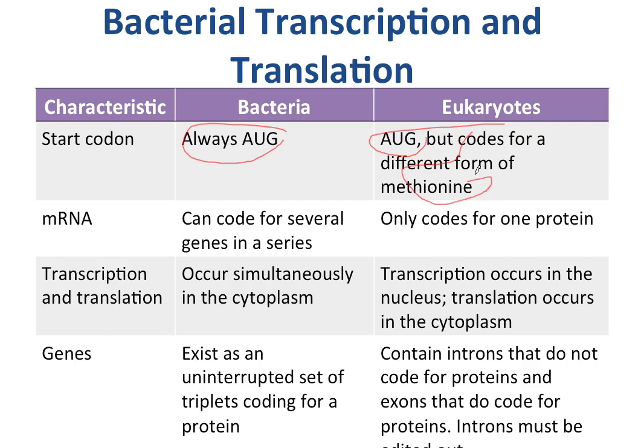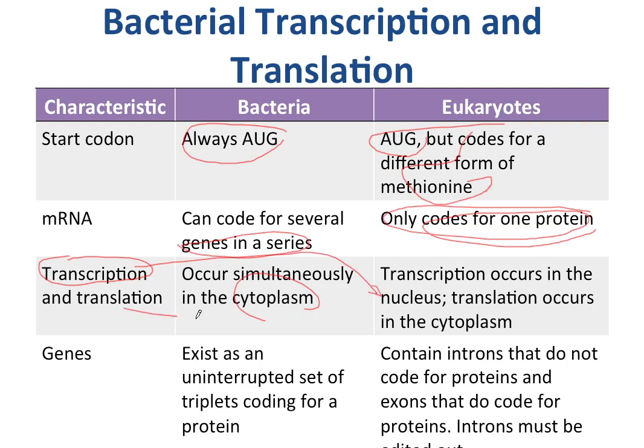In the eukaryotes, messenger RNA is only used for coding one protein. In the prokaryotes, the messenger RNA can code for several genes. Okay, several genes. Since prokaryotes don't have a nucleus, transcription and translation happen in the cytoplasm. For the eukaryotes, since they have the nucleus, the transcription is in the nucleus. However, the translation is in the cytoplasm.